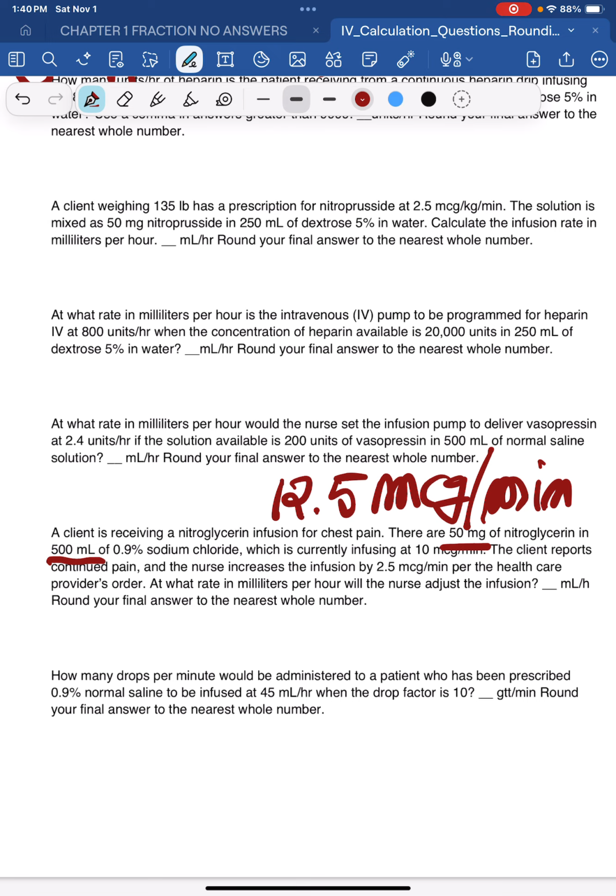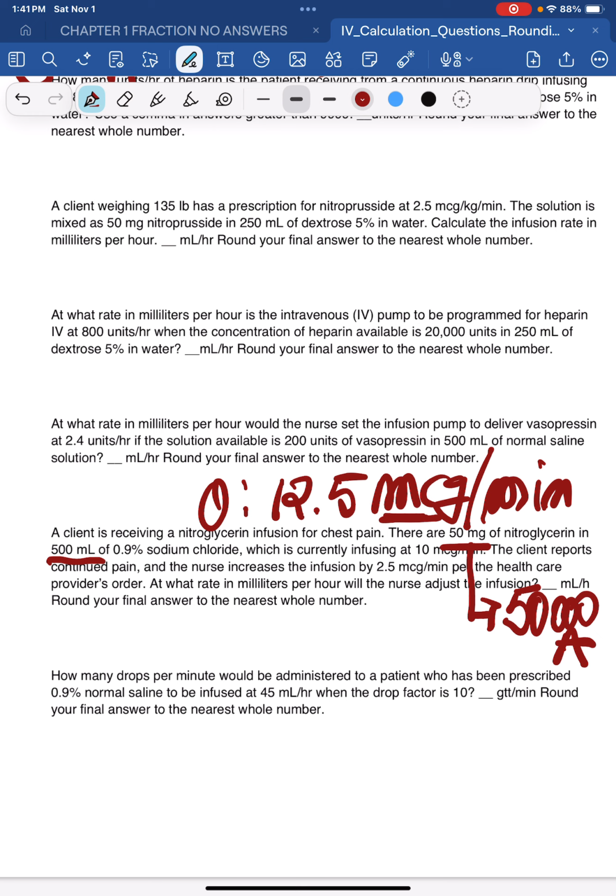And 50 milligram is your available, 500 milliliter is your quantity. Before you forget, you got milligram here and microgram there. You have to convert that right away. It becomes 50,000 microgram. That is your available. Your quantity is there. Now, the only problem we have is microgram per minute. Your pump is set up per hour, so before you do anything, your order must be in the basic shape of microgram per hour.